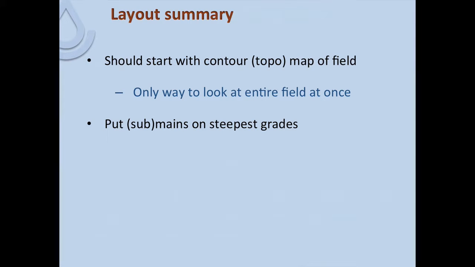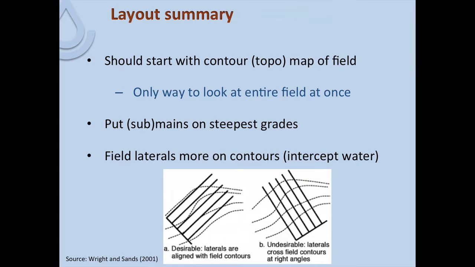Some other recommendations then are to put our mains or sub-mains on the steeper grades, and then align the laterals more along the contours, offsetting them enough to make sure that we maintain grade. That has a couple of benefits. By putting those mains on the steeper grades, we can get by with a little smaller size pipe because of the steeper grade. And then also by putting those laterals more along the contours, those laterals then act more as interceptors as that water moves down slope, and so we get a little more efficient system with those laterals acting as interceptors.